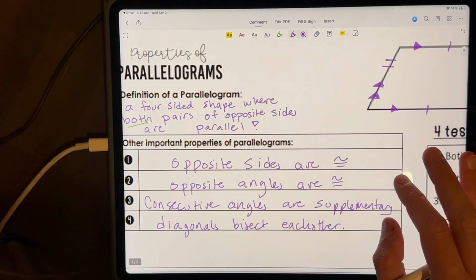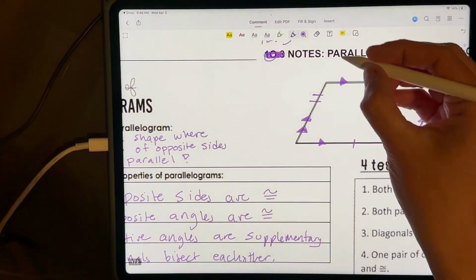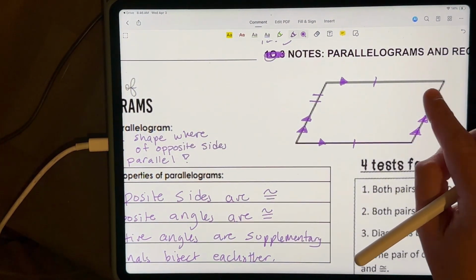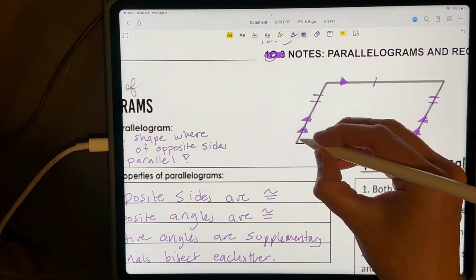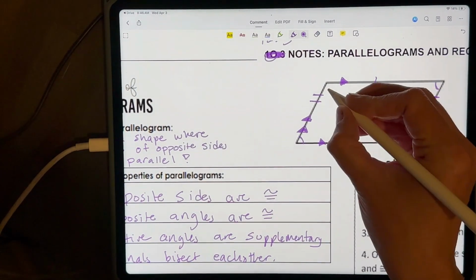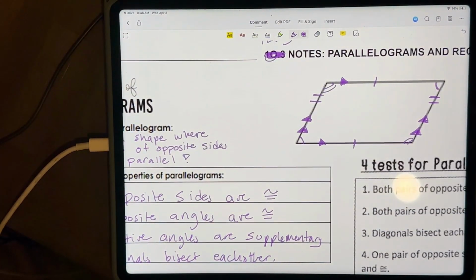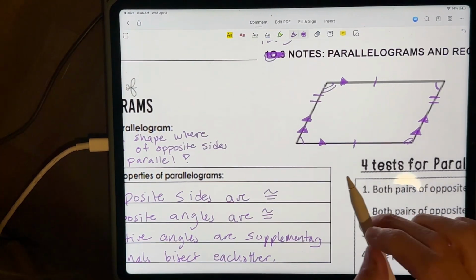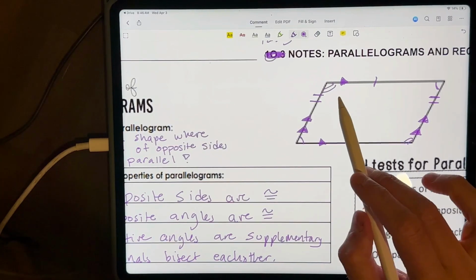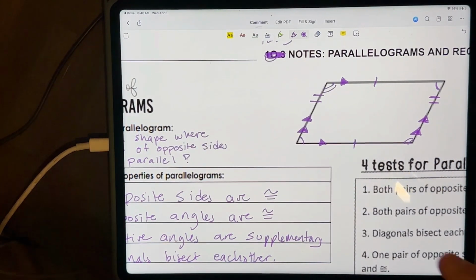The next one, opposite angles are congruent. Remember, opposite angles mean that you go from the bottom left to the top right. Those are complete opposites. So if the bottom left matches the top right, then the top left has to match the bottom right.